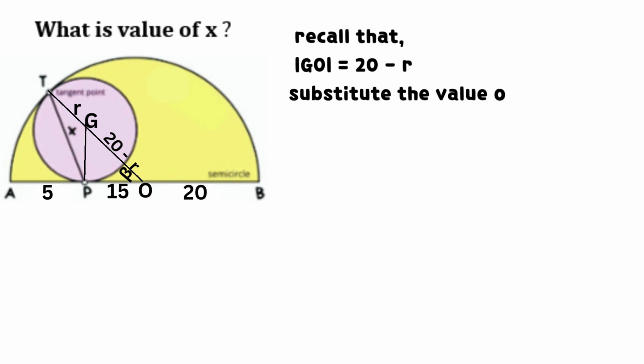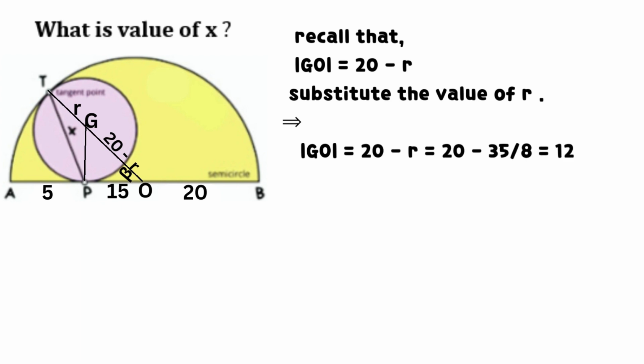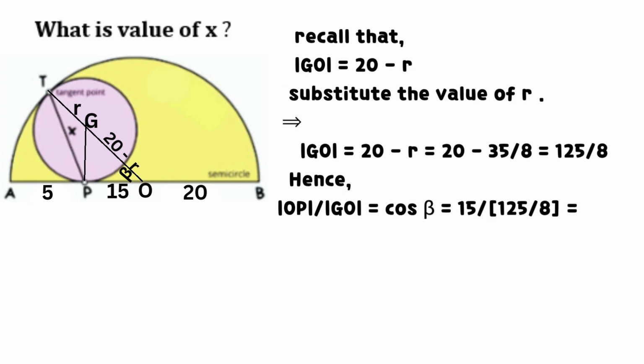Recall that line GO equals 20 minus r. Substitute the value of r. It follows that line GO equals 20 minus r, which equals 125 divided by 8. Hence, line OP divided by line GO equals cosine beta. After substitution and simplification of values, it implies that cosine beta equals 24 divided by 25. We call it equation 1.